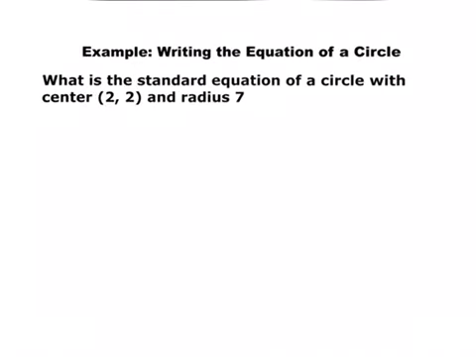Here they want the standard equation of a circle with a center of 2, 2 and a radius of 7. So remember, the center is h and k, this is our radius, and our general formula for circles is x minus h squared plus y minus k squared equals r squared.